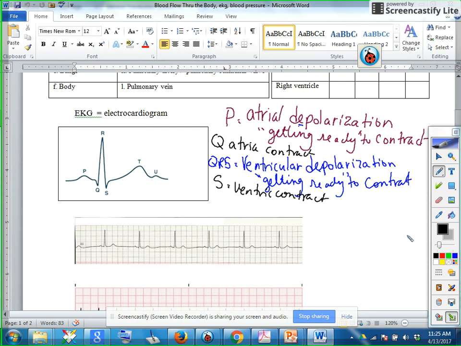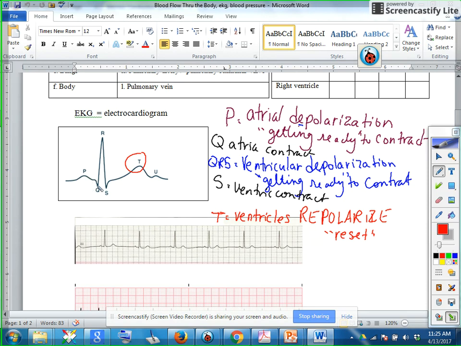Okay, the T wave, this bump right here. T wave is when the ventricles repolarize. Which simply means they reset. They get ready to do their thing again. That's when the sodium moves back where it belongs, the potassium moves back where it belongs.